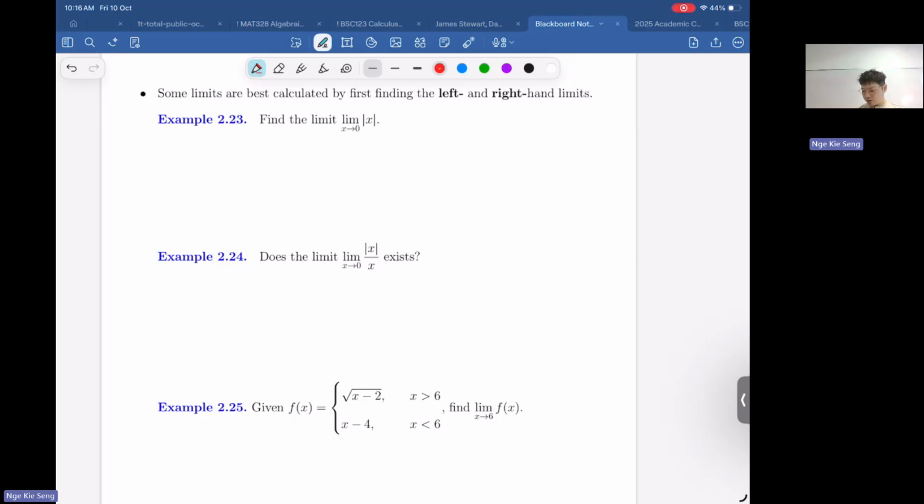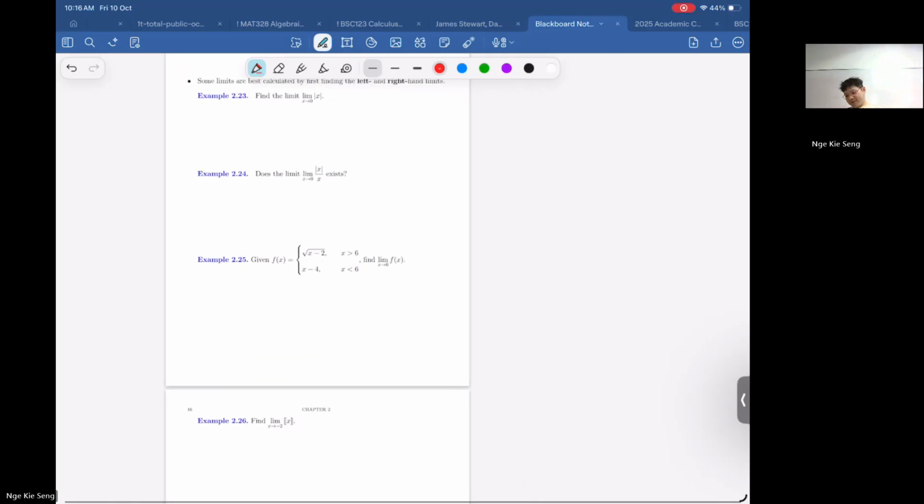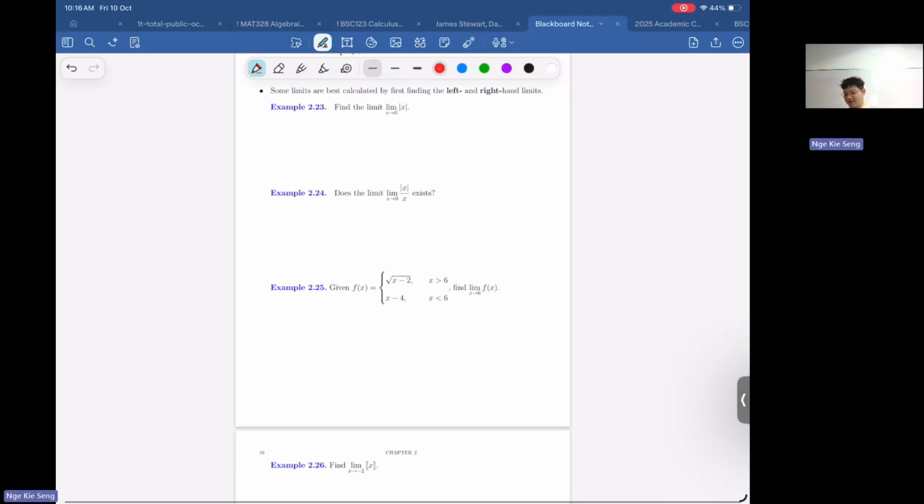So let's do it. How about you pick one? My choice is 2.24. Let's see what choice you want out of these four. Which one do you want to try, or do you want me to try for you? You pick one, then we will do it together. Which one do you think? I don't know how to do it. The one that you're most unsure about. 2.23 up to 2.26. Which one? Pick one. Quick, quick, quick.